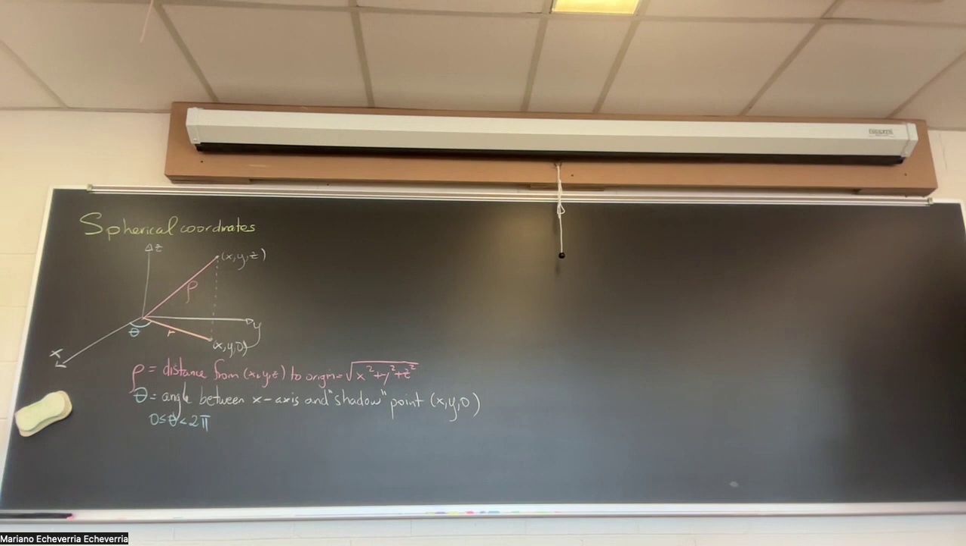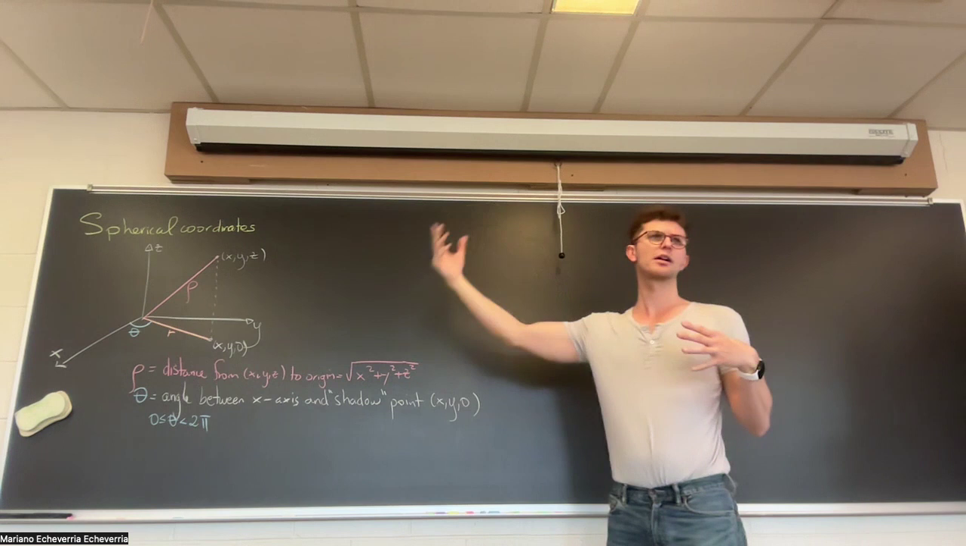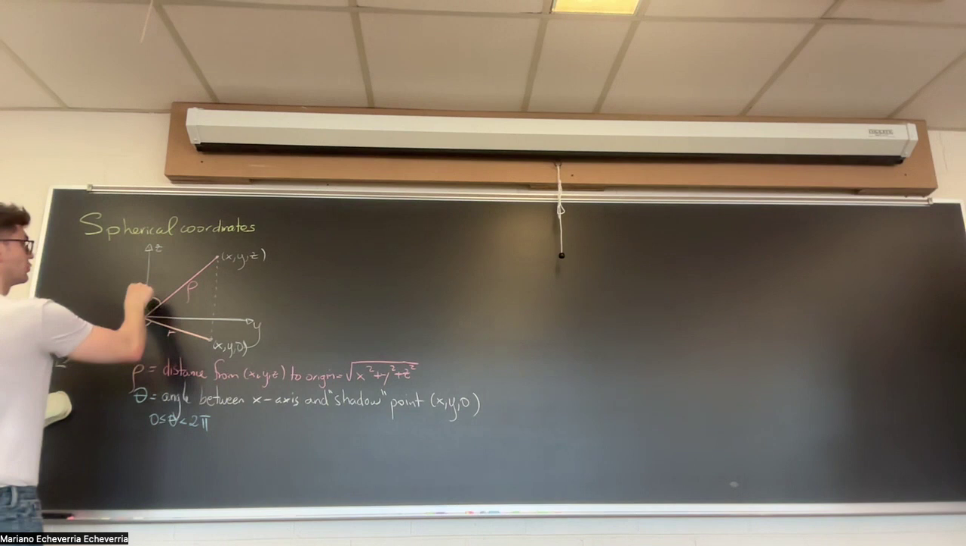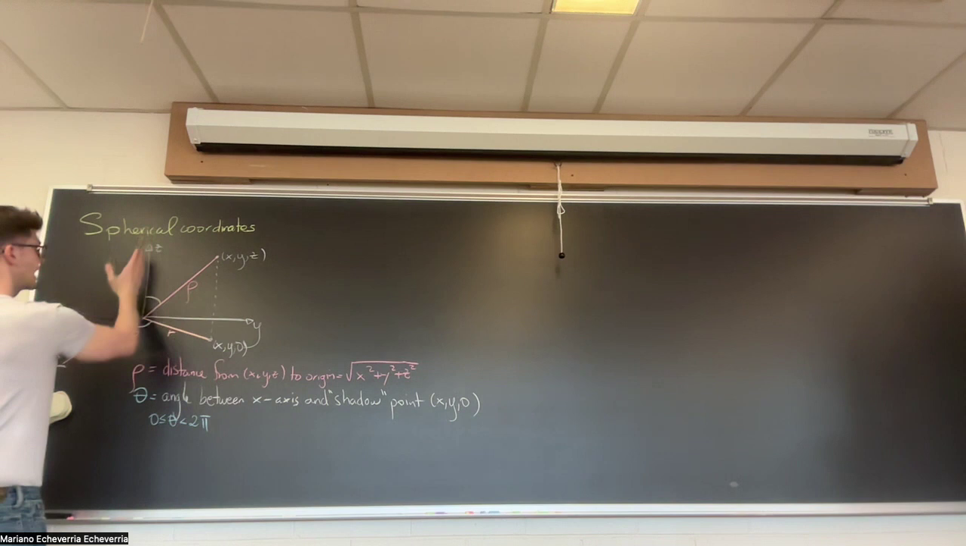And the last thing in spherical, so far we have rho, theta, and the last thing you use is a second angle. Spherical coordinates are closer to cartography or geography, where you talk about latitude and longitude; it's a version of that together with this variable for the distance, rho. So theta is between the x-axis and the shadow point, and there's going to be a second angle, which is between the z-axis and the actual point x, y, z.